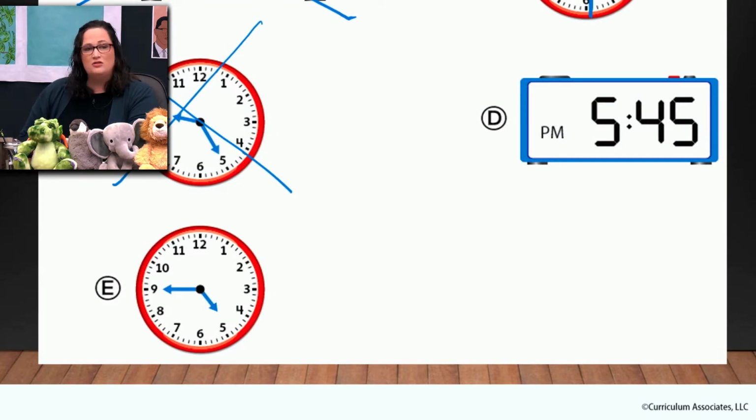Now, look at the digital clock. What time does it say? 5:45 p.m. Is this showing Elsa going to swim practice after school at 5:45? Yes, D is a correct answer. Now let's look at E. Is E a correct answer?